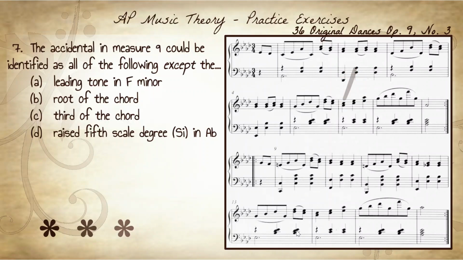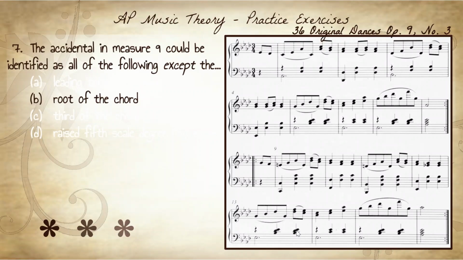Correct answer is B. The accidental is E natural. It is the leading tone in F minor. It is the third of the D flat major chord. And when solfeged in A flat major, it would be C, the raised fifth in A flat.